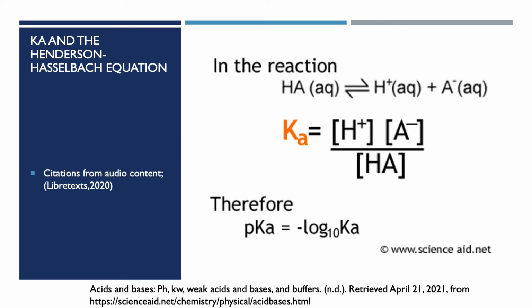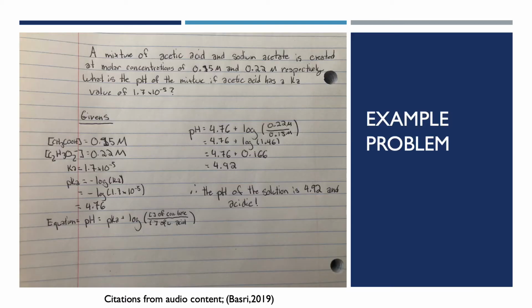So now that we have defined all terms in the equation, let's see if we can't use it to solve for an unknown pH. For this practice problem, we have a mixture of acetic acid and sodium acetate created at molar concentrations of 0.15 molar and 0.22 molar respectively. What is the pH of the mixture if acetic acid has a Ka value of 1.7 times 10 to the negative 5? To begin, we write down our givens in the left column.